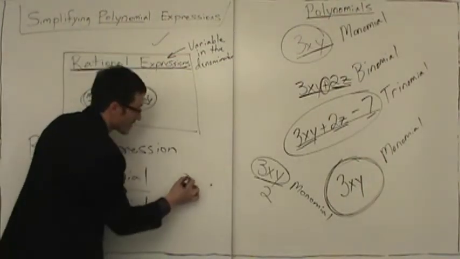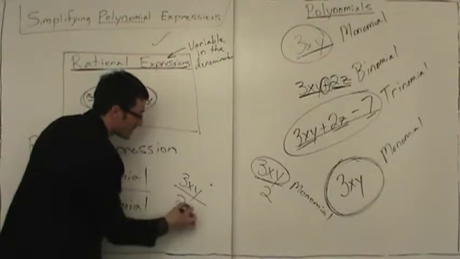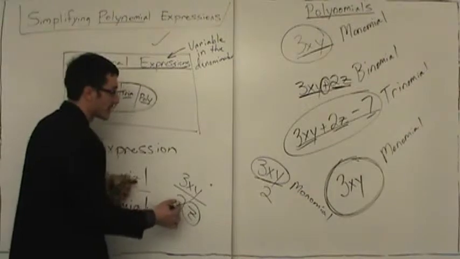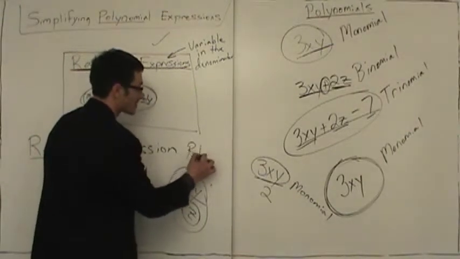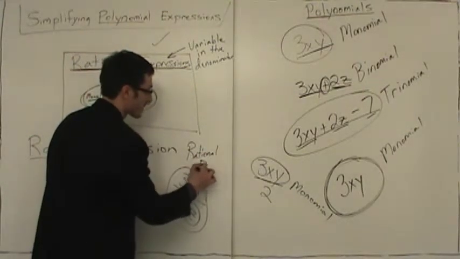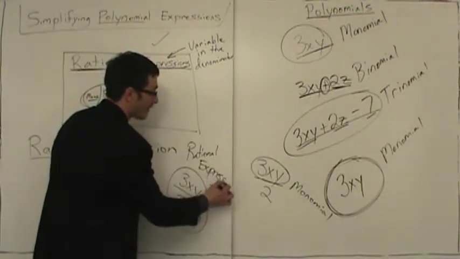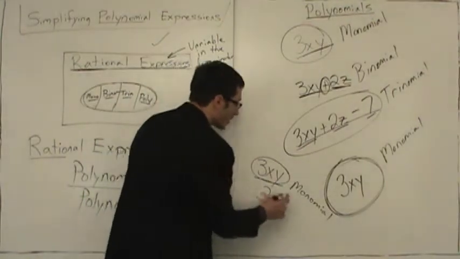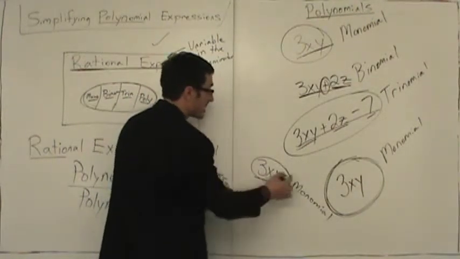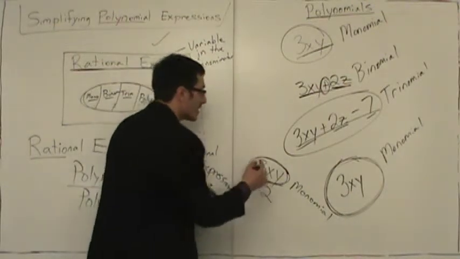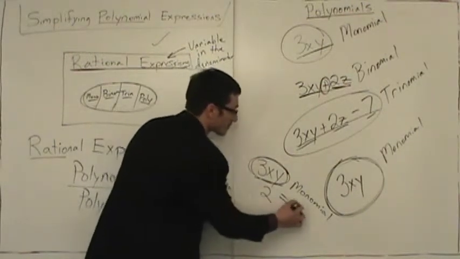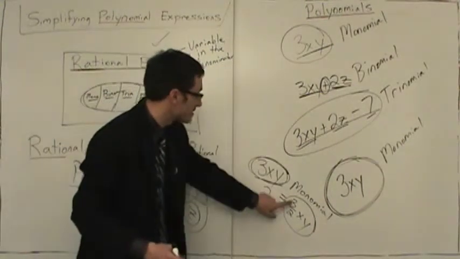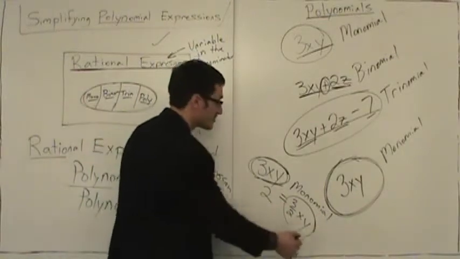When there's a variable in the denominator, we name it a rational expression. So, for instance, 3xy over 2z. Is there a variable in the denominator? Yes, there is a z in the denominator. So we call this a rational expression. That's as specific as we can be. However, what if there is no variable in the denominator? Then we name it by the numerator. We name it a monomial, because the numerator is a monomial. Let me show you. We can write 3xy over 2 as 3 halves, or 1.5, xy, and you see the monomial.